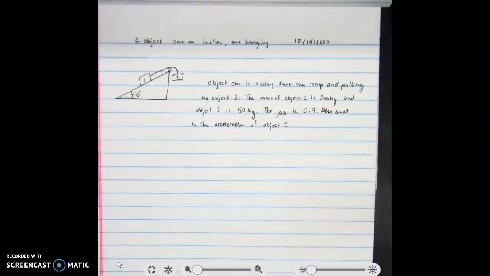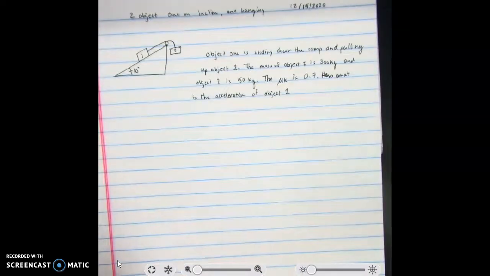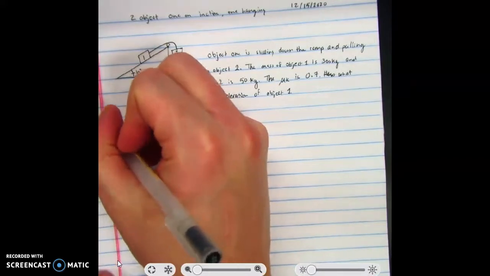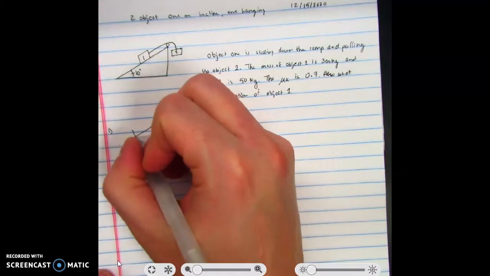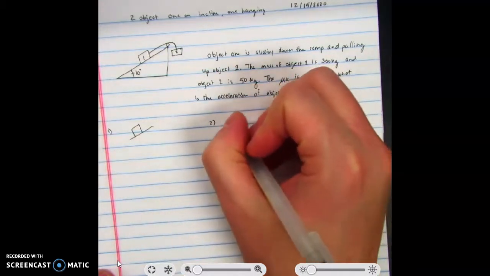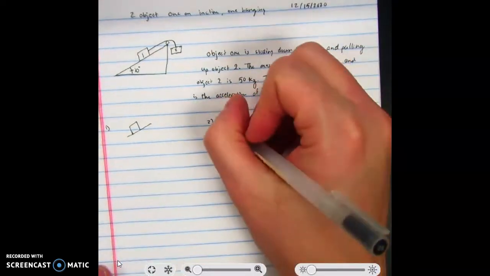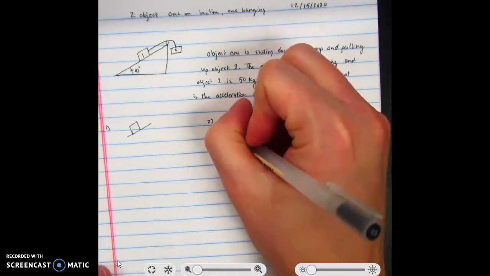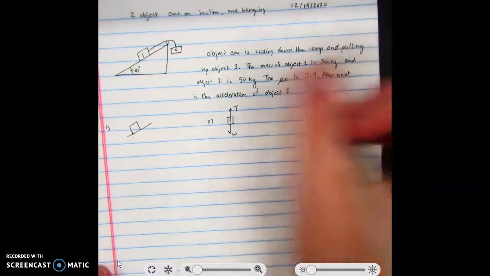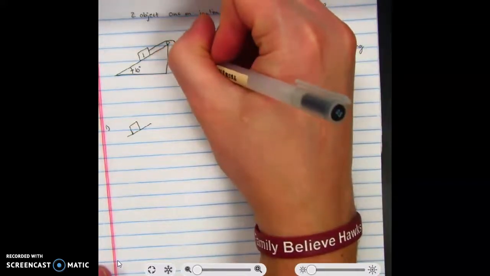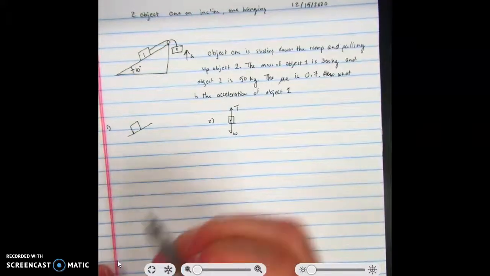Just like before, we have two objects, so we're going to have two free body diagrams. Object one's will be on an incline, so I'll just do two right away. This one's really straightforward. You have weight down and tension up still. I'm also going to put upward acceleration, being pulled up.